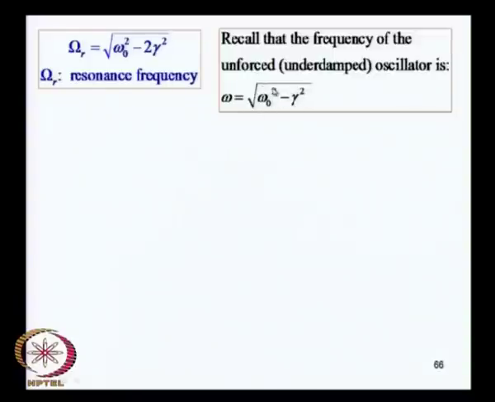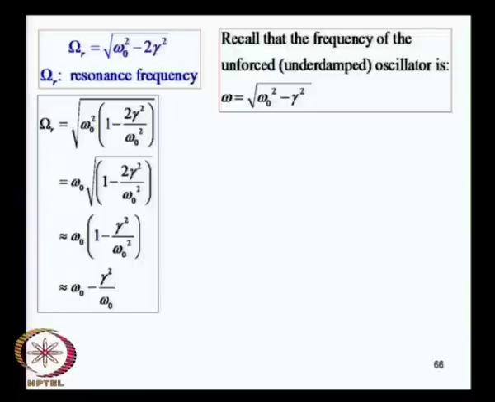So, there are these two frequencies that we already talked about yesterday, and there is this frequency of the driving force which we can control, and if you set this frequency of the driving force omega equal to what we will now call the resonance frequency, which is equal to the square root of omega 0 square minus twice gamma square. So, it is different obviously from this omega, which is why we needed 3 different symbols for the frequency, but these are 3 different frequencies that we are talking about.